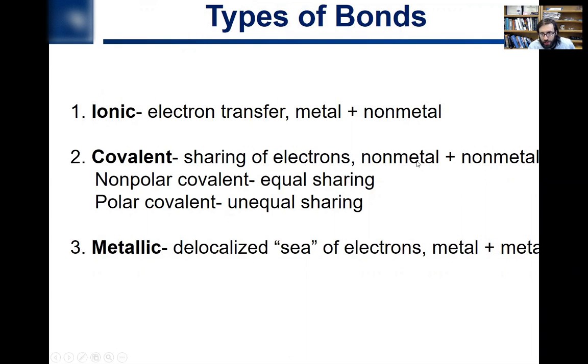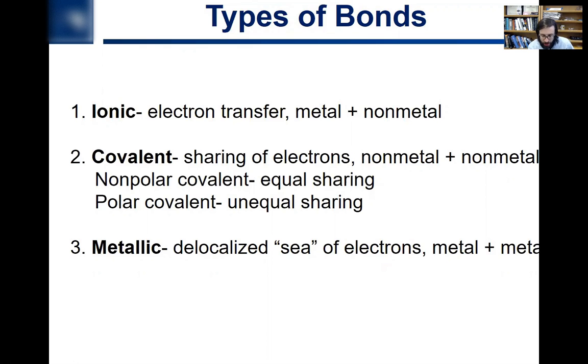Covalent, sharing of electrons. Typically, that's going to be non-metals, like hydrogen chloride. Hydrogen and chlorine are both non-metals. Non-polar covalent, equal sharing, we went over that. Polar covalent, unequal sharing. And metallic is going to be metal plus metal. In this case, you have a delocalized sea of electrons.